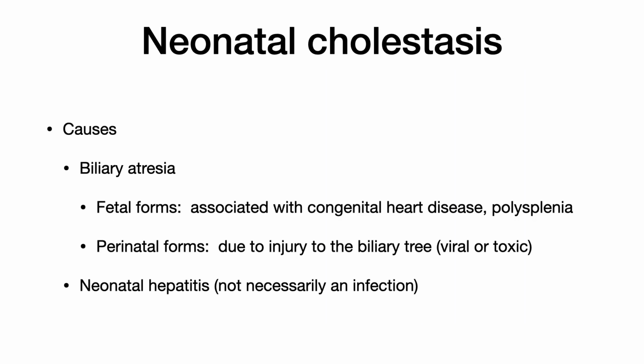Neonatal cholestasis. This is beyond the physiologic jaundice of the newborn. So biliary atresia. You can have where the bile ducts just don't form. It can be extrahepatic or intrahepatic. In the fetal forms, it's oftentimes associated with congenital heart disease, sometimes polysplenia. Polysplenia is always indicative of something else, it seems like. Perinatal forms, due to injury to the biliary tree, can cause atresia of it.